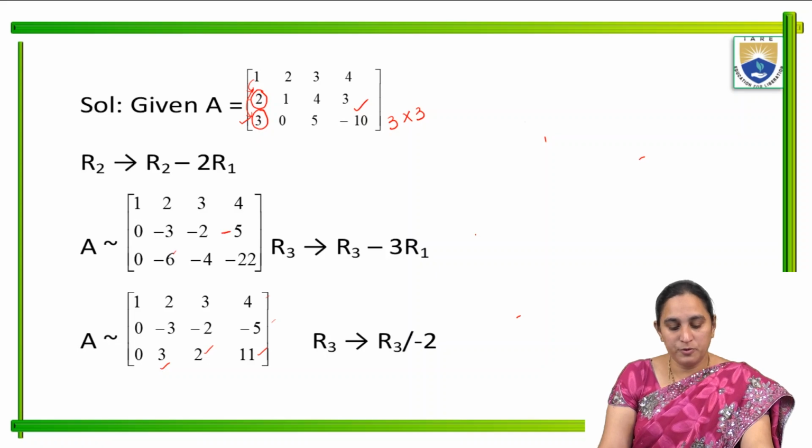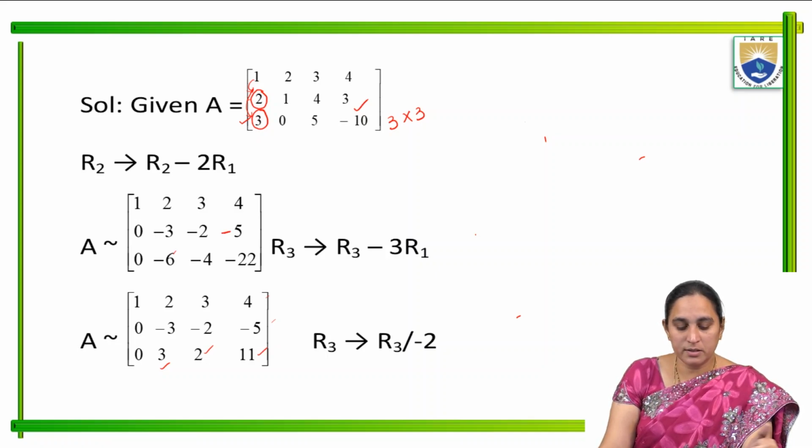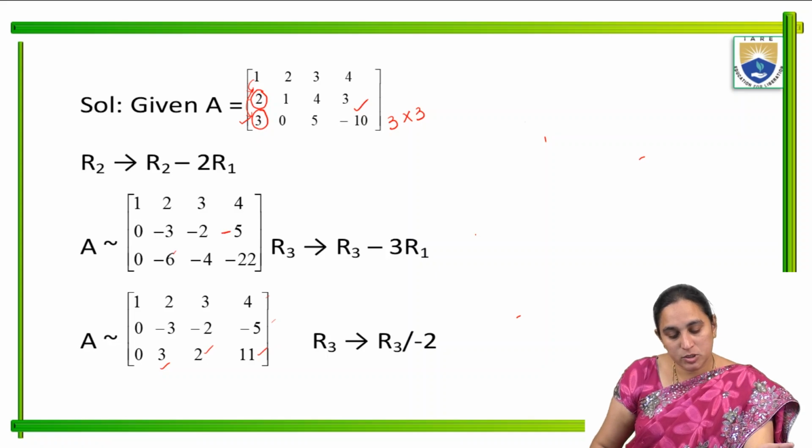Okay, then if you are having any common terms in the complete row, then we can take common. Here the common term is minus 2 in R3. Then directly I will take the common. After that we get 0, 3, 2 and 11. Next possibility.